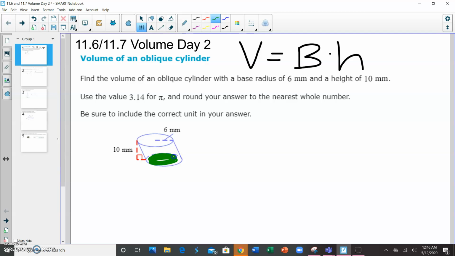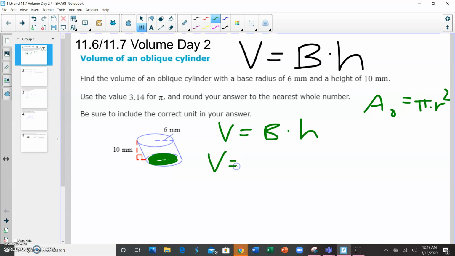Okay, so if the base is a circle, how do you find the area of a circle? That is pi r squared. So volume is equal to the area of the base times the height, and the area of a circle is equal to pi times r squared. All right, so my volume is going to be pi times r squared, and then we're going to multiply times the height.